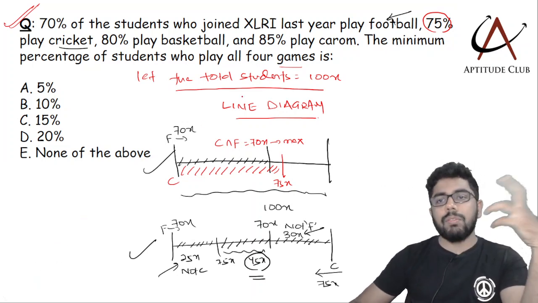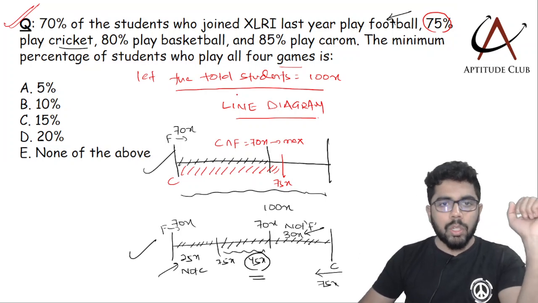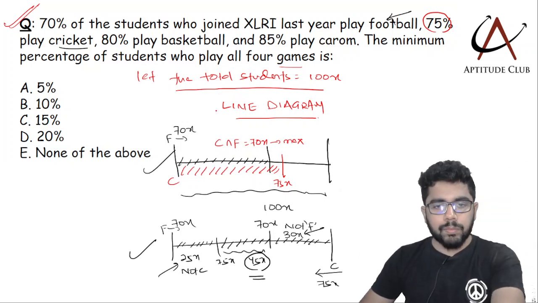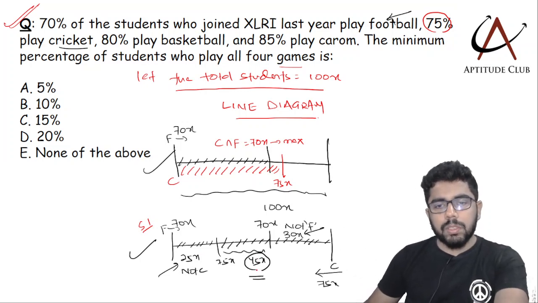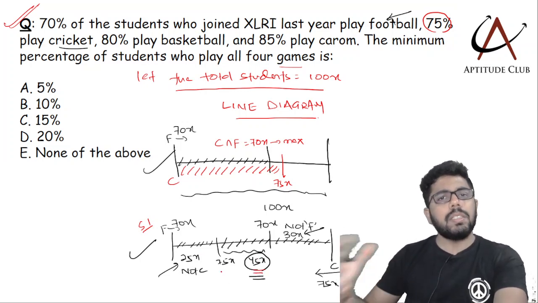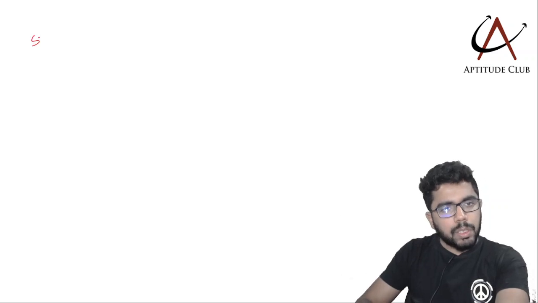But here we don't have two parameters, rather we have four sports. So how do I approach that question? Step one is done. Cricket and football minimum is 45x. So I'll minimize every time. So next, what I'll do is step two.